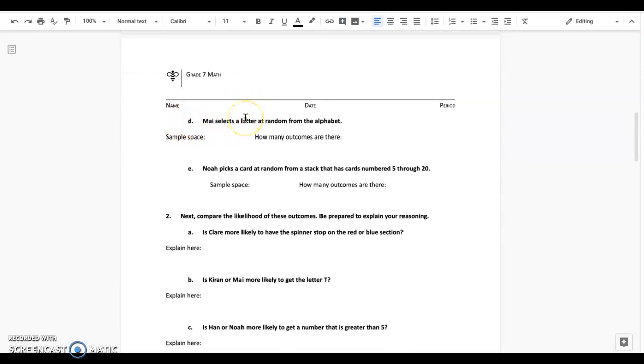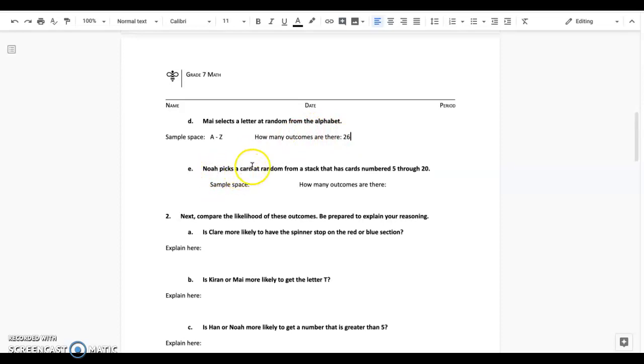On selecting a random letter from the alphabet, well, first you had to remember how many letters of the alphabet there are. And there are 26. You could have listed every single letter. I'm just going to put A through Z. And how many outcomes are there? Well, if I count all those up, that's where that 26 comes from.